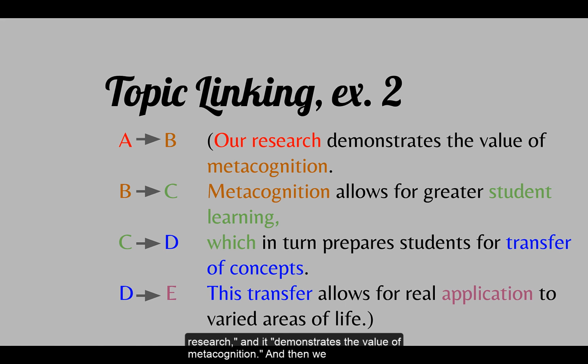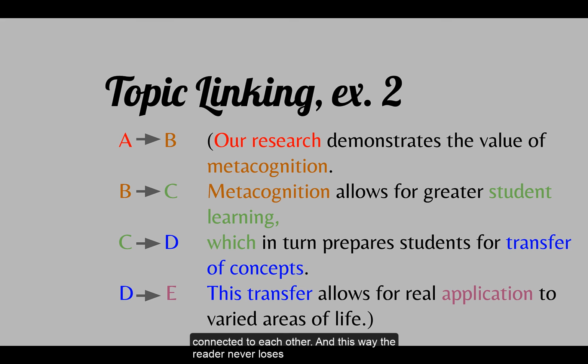Here's another example. So we start with our research, and it demonstrates the value of metacognition. And then we repeat that word. Metacognition allows for greater student learning, which is a pronoun for the student learning. In turn, prepares students for transfer of concepts. So we've gone to a different idea. And then we reference that transfer by calling it this transfer allows for real application to varied areas of life. So the paragraph starts with research, but it ends up talking about the application of learning. And you get there through this chain of ideas connected to each other.